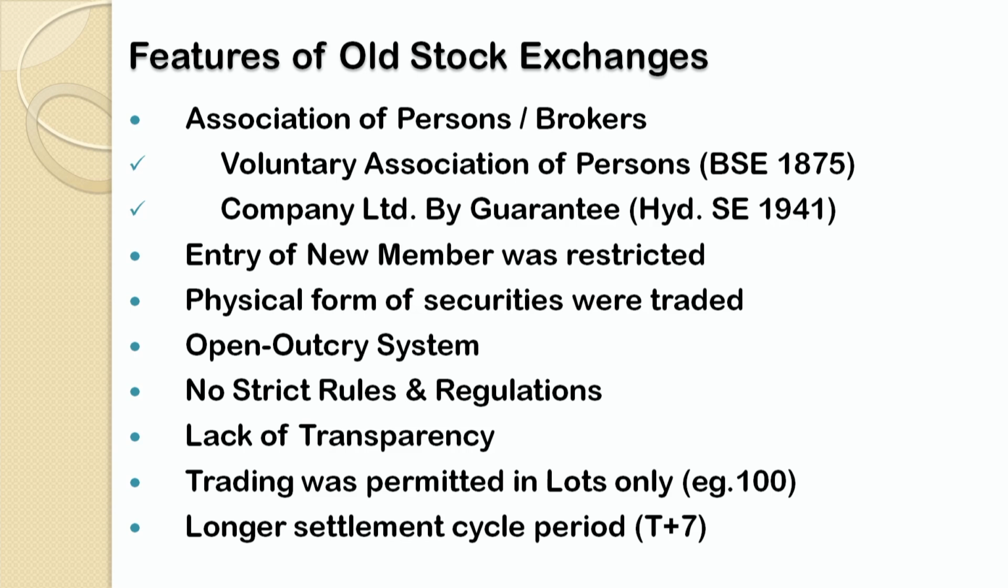The trading was permitted only in lots. That means trading in a single share was not permitted earlier. The last important feature is the longer settlement cycle, even T plus 7, where T means trading day. That means settlement of a trade used to happen after at least 7 days. The day on which the trading was executed, after 7 days those stocks were settled.